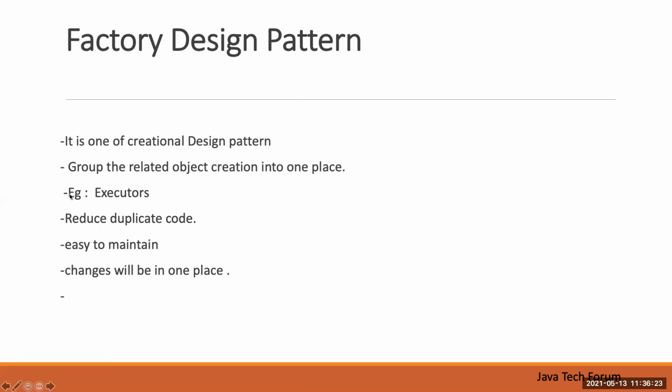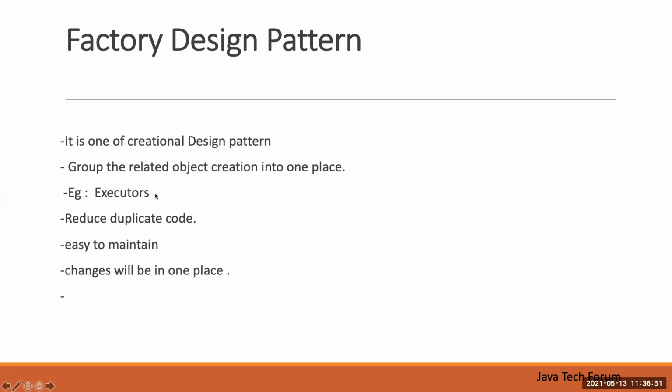In simple words, it's a factory for creating objects, mainly related objects. We group them into one factory, and that factory class will produce those related objects. That is called the factory pattern. Let's see it in detail in the code example.